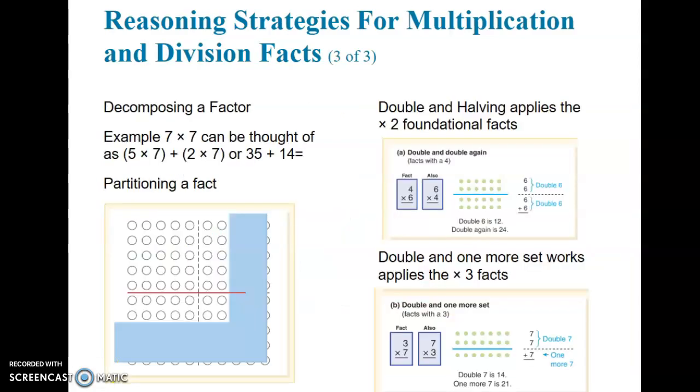For adding or subtracting a group, this strategy can generate many other facts. For example, all 3 facts can be thought of as times 2 and 1 more. All 6 facts can be thought of as times 5 and 1 more. Doubling applies times 2 foundation facts and is a very effective reasoning strategy in helping students learn the difficult facts.